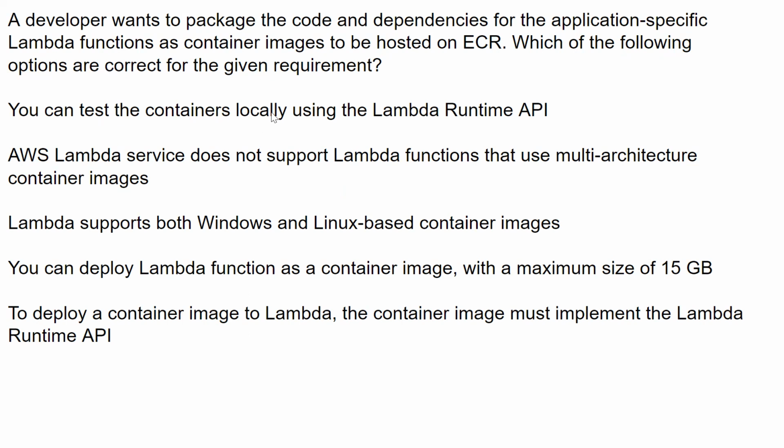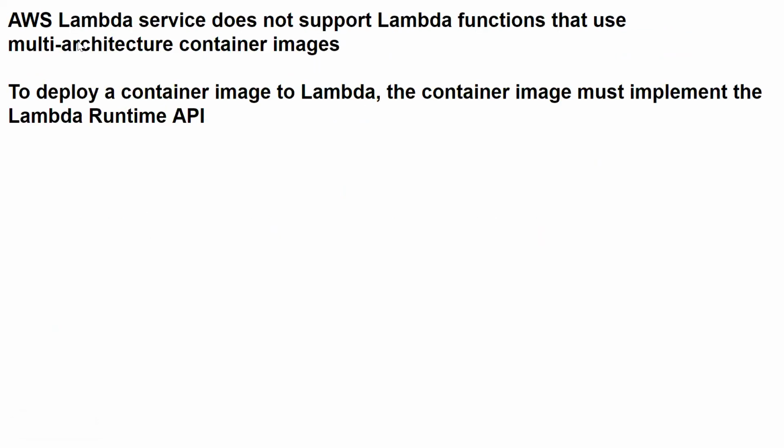You can test the containers locally using the Lambda Runtime API. Lambda service does not support Lambda functions that use multi-architecture container images. Lambda supports both Windows and Linux-based container images. You can deploy a Lambda function as a container image with a maximum size of 15 gigabytes. To deploy a container image to Lambda, the container image must implement the Lambda Runtime API.